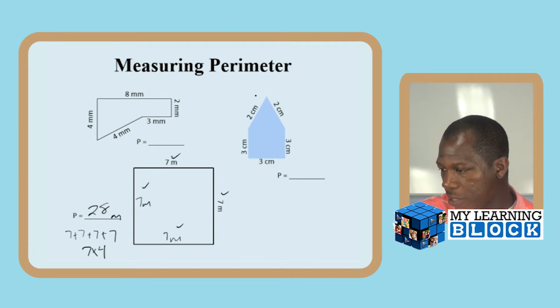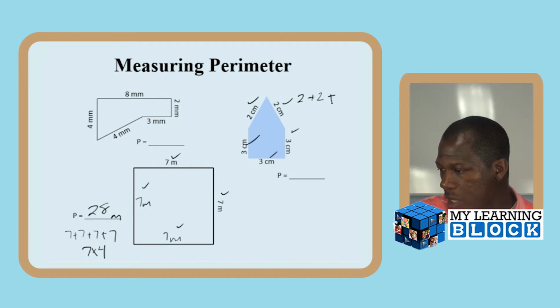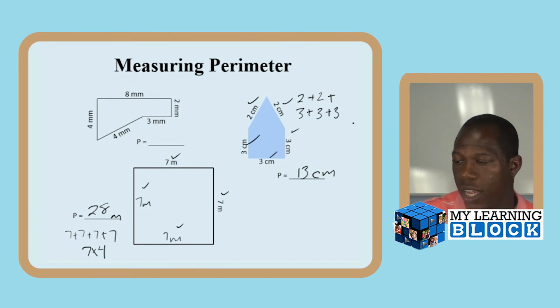Here, I have this pentagon, a house-looking shape. It's kind of light blue. I hope you can see it. All right, I have 2 centimeters plus 2 centimeters plus 3 plus 3 plus 3. So I'm going to come underneath: 3 plus 3 plus 3. I take these 3 out first. That's 9 plus 4. I think it's 13 centimeters. So they're just going to add them all together. So notice how I did those two differently.